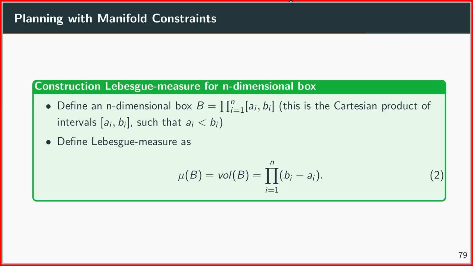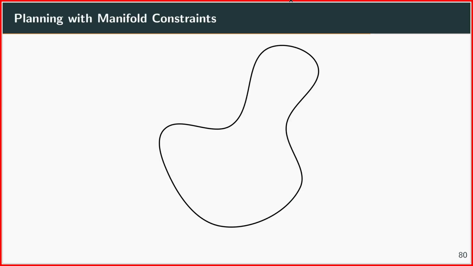And basically the idea is that we first define n-dimensional boxes, which are basically just intervals on each of the dimensions. And then you just take the Cartesian product of those intervals. And so the Lebesgue measure is just the product of b minus a for each of the dimensions, where b is the upper bound and a is the lower bound of your interval. And this gives you the volume. And of course, if one of the dimensions has no volume, then this is 0, and so the whole thing would be 0 again.